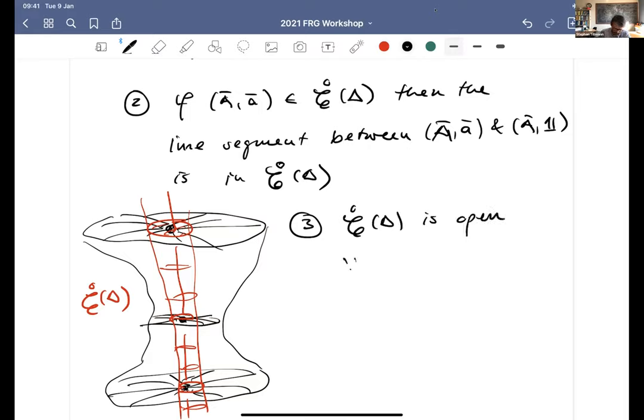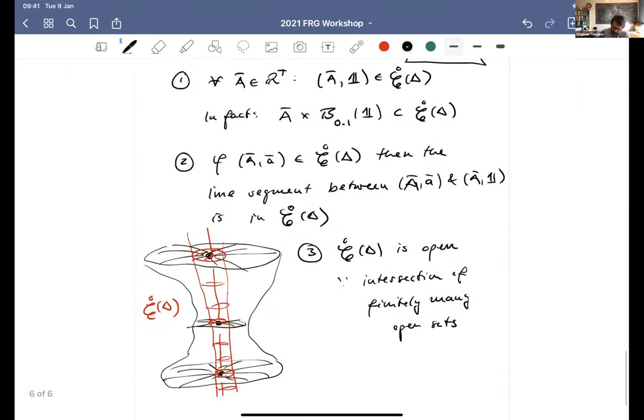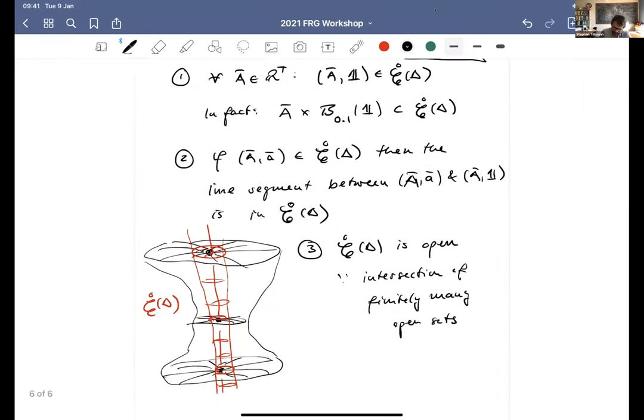And that's just because it's an intersection of finitely many open sets. Namely the ones given by just saying that the altitude condition is positive at each edge. Okay, and so now we have these three things. And so in our preprint, we do something slightly shady. So this is why we need to correct some details there.